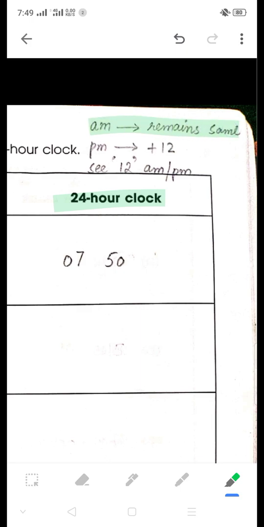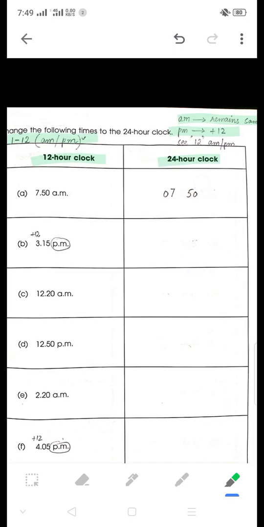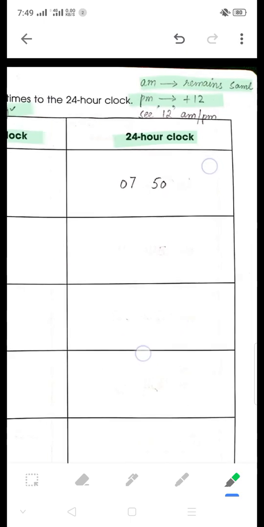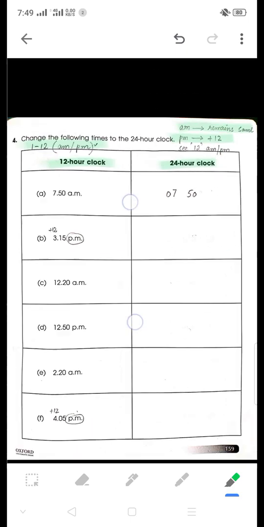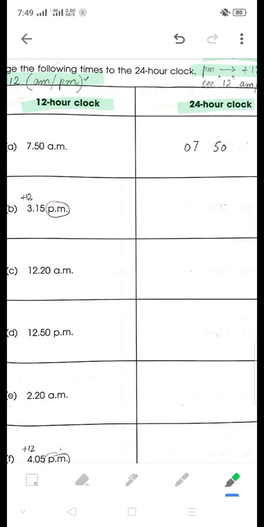When PM is written, you will add 12. When PM is written in this 12-hour clock system, you will add 12 in the hour part, and you will remove AM and PM, because there is no AM or PM in 24-hour clock system. There are numbers to differentiate between the cycles. So here the numbers are same in 12-hour clock system, so we write AM or PM with them.